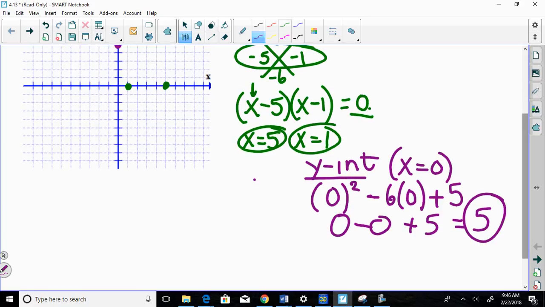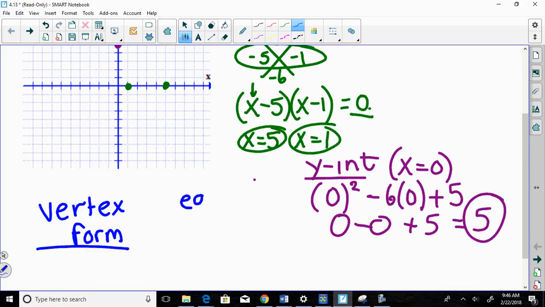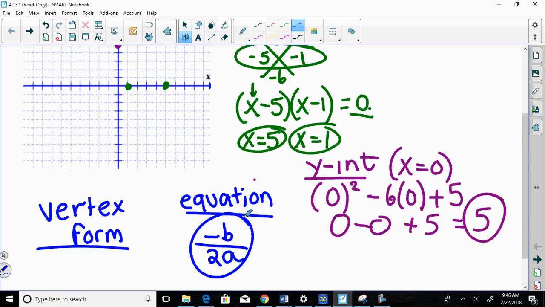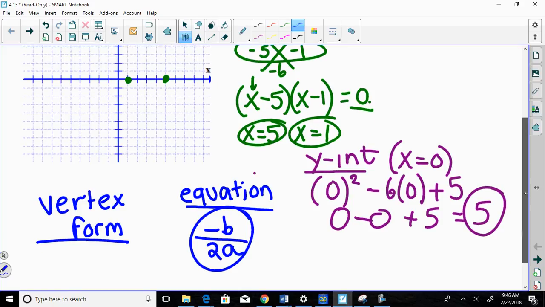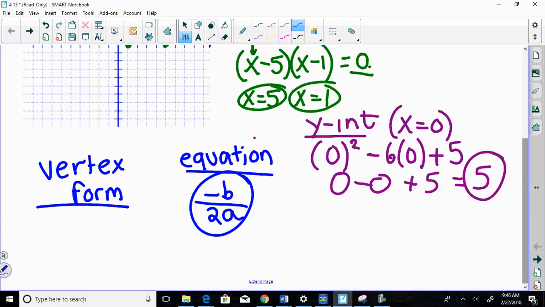The last one we're going to do is vertex. So we can either convert to vertex form, right? Which is like completing the square. We'll go over that today. Or you can do the equation. But you guys need to remember that equation. What was the equation? Negative b over 2a. Yep, so it's the outside of your quadratic equation. So remember, b squared minus 4ac is your discriminant. That just tells you how many x-intercepts. This tells me my x-coordinate of my vertex.